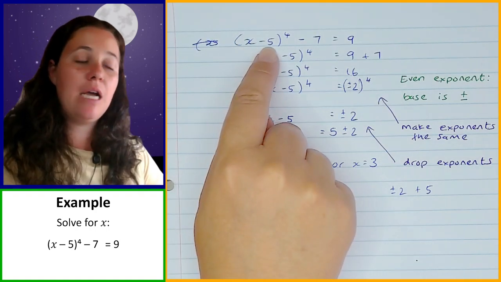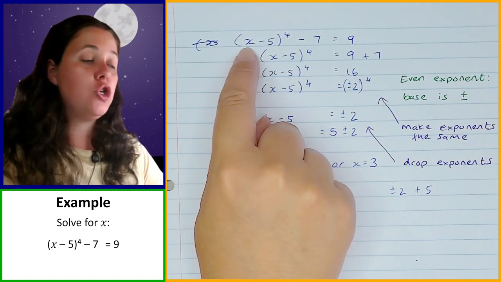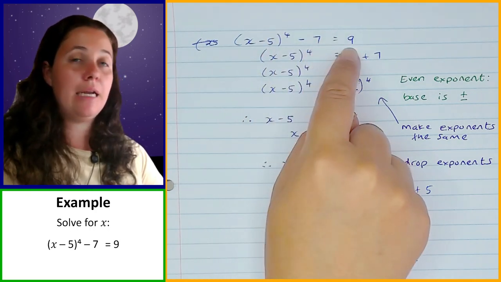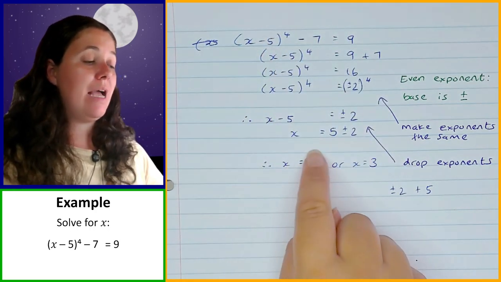7 minus 5 is 2. 2 to the power of 4 is 16. 16 minus 7 is 9. So that works. So if I have 7, then it works.